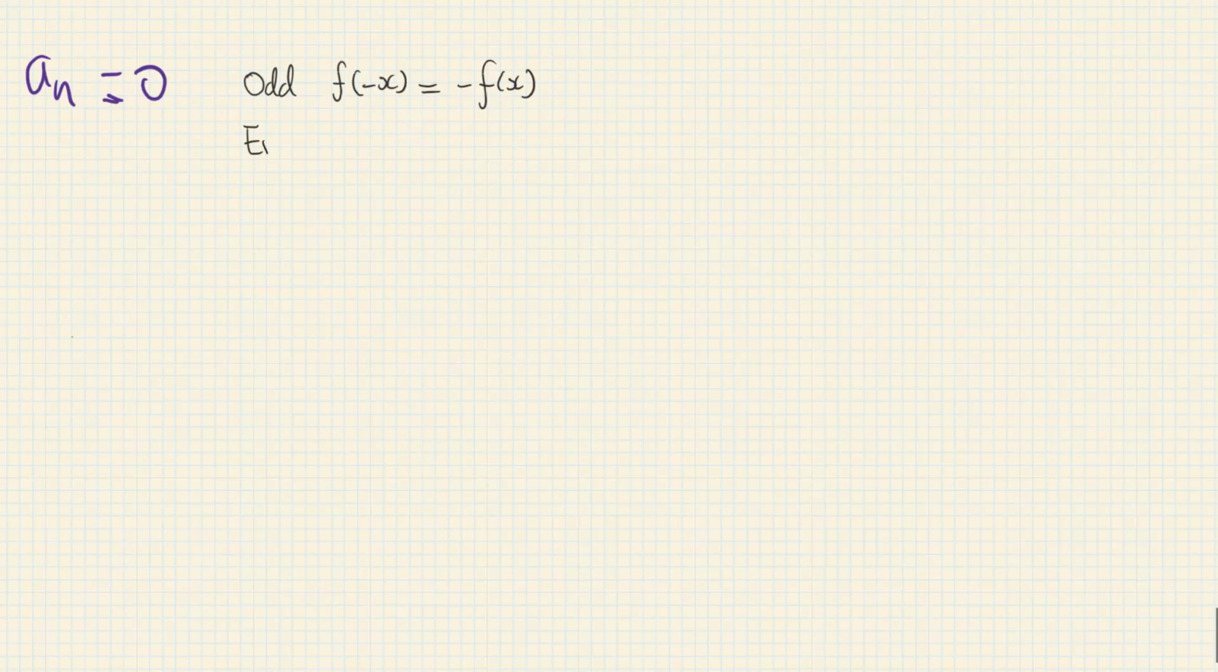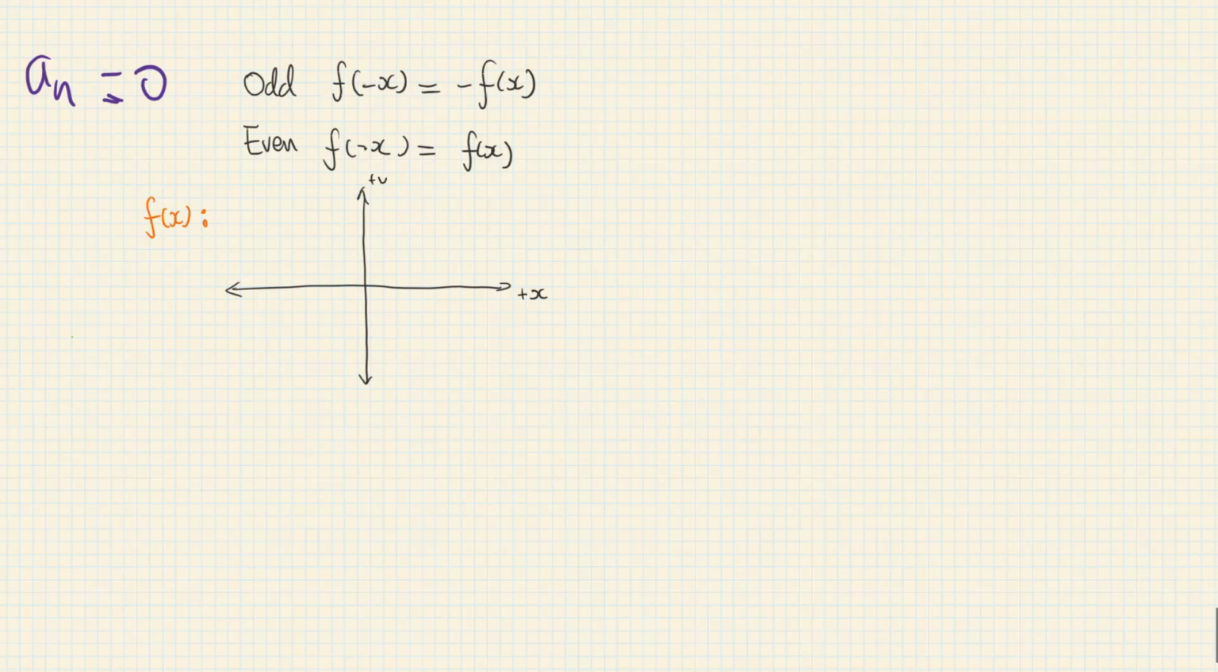While an even function, if you reflect it about the y-axis, is the same as the function itself. So f of negative x is equal to f of x. Now let's consider the function we have here. So we had our f of x. Now what f of x looks like if you extended it so that it goes into the negative as well. So that's positive x, positive y, and f of x looks something like this.